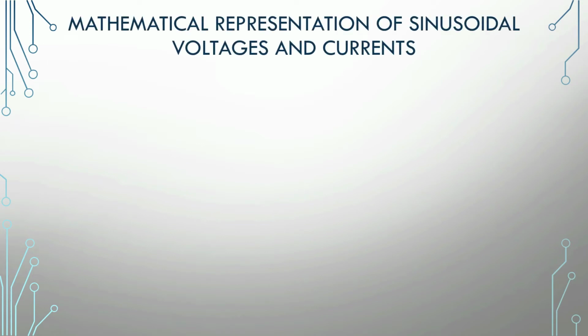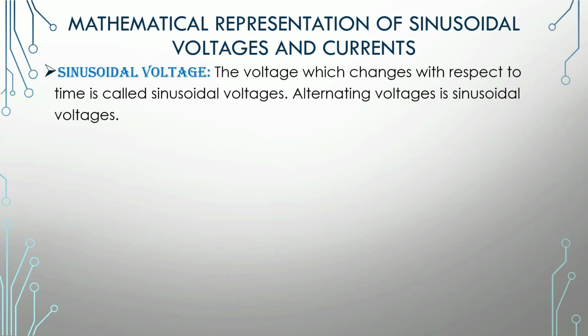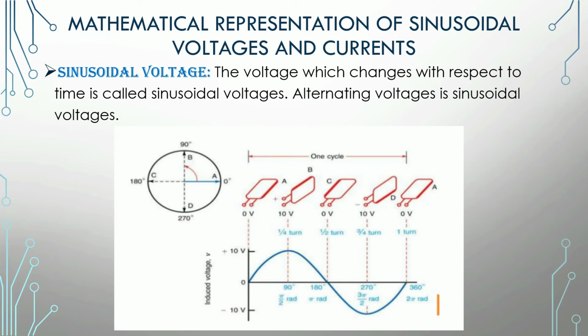Hello everyone, myself Manasi Goresar, and I'll explain the next topic, that is mathematical representation of sinusoidal voltages and currents. So what is a sinusoidal voltage? The voltage which changes with respect to time is called sinusoidal voltage. As in AC circuits, the flow of charge changes periodically. As a result, the voltage level also reverses along with the current. Hence, we get sinusoidal voltage. Sinusoidal voltage is represented as given below in the graph. The graph shows that at 90 degrees and 270 degrees, it is attaining the maximum value, or we can say the peak value, and at 360 degrees, it is completing one complete rotation, or one complete cycle.